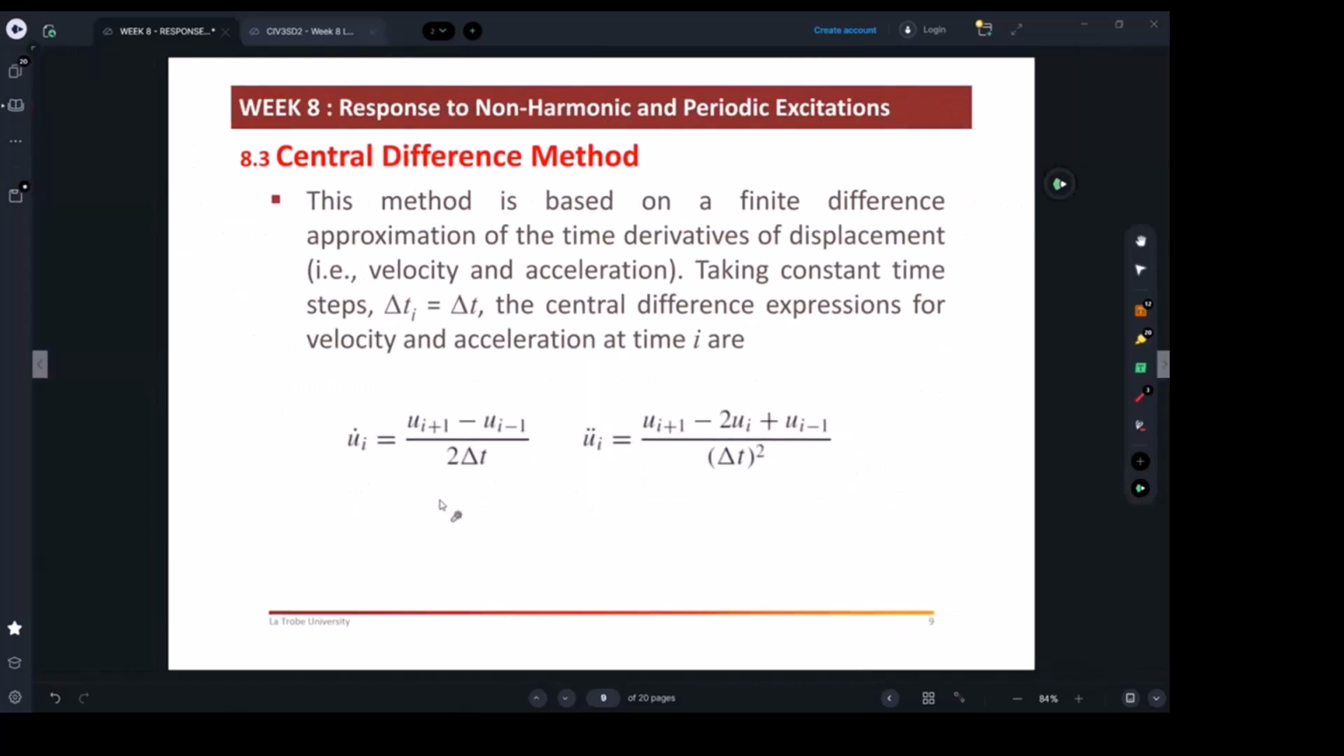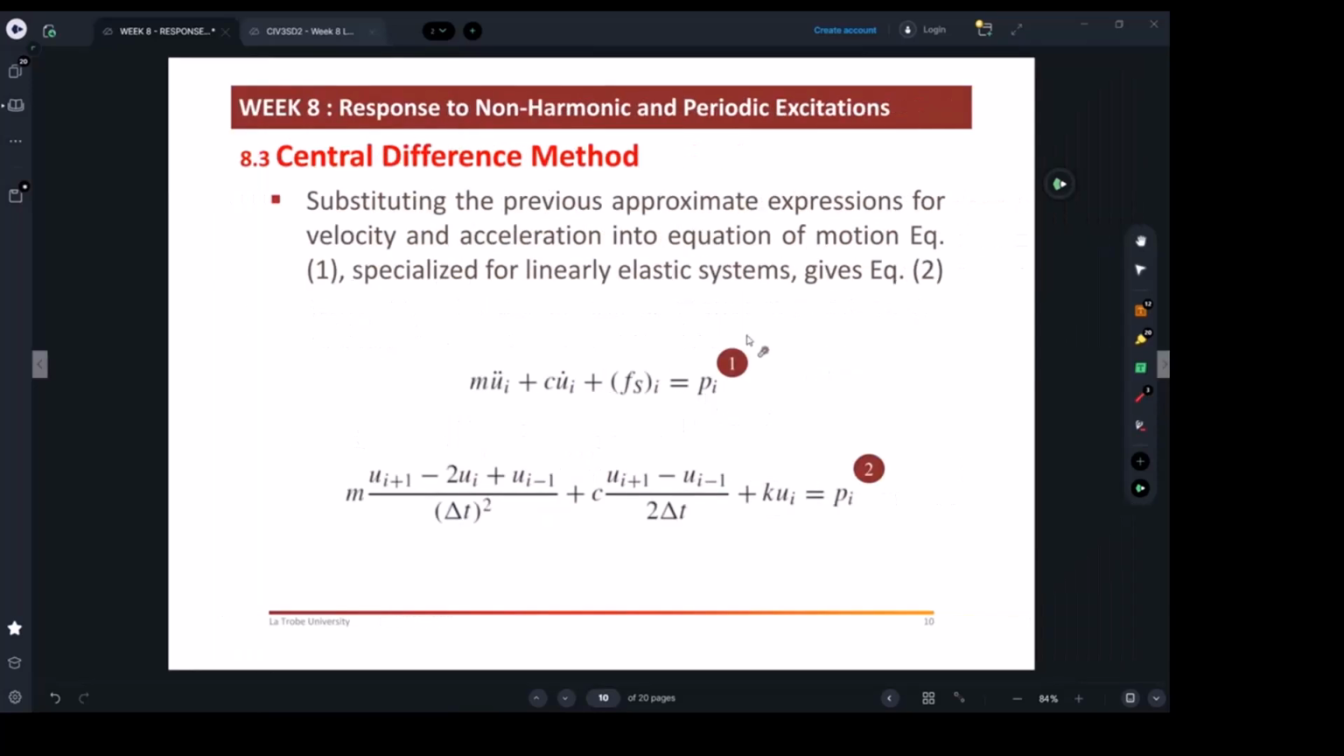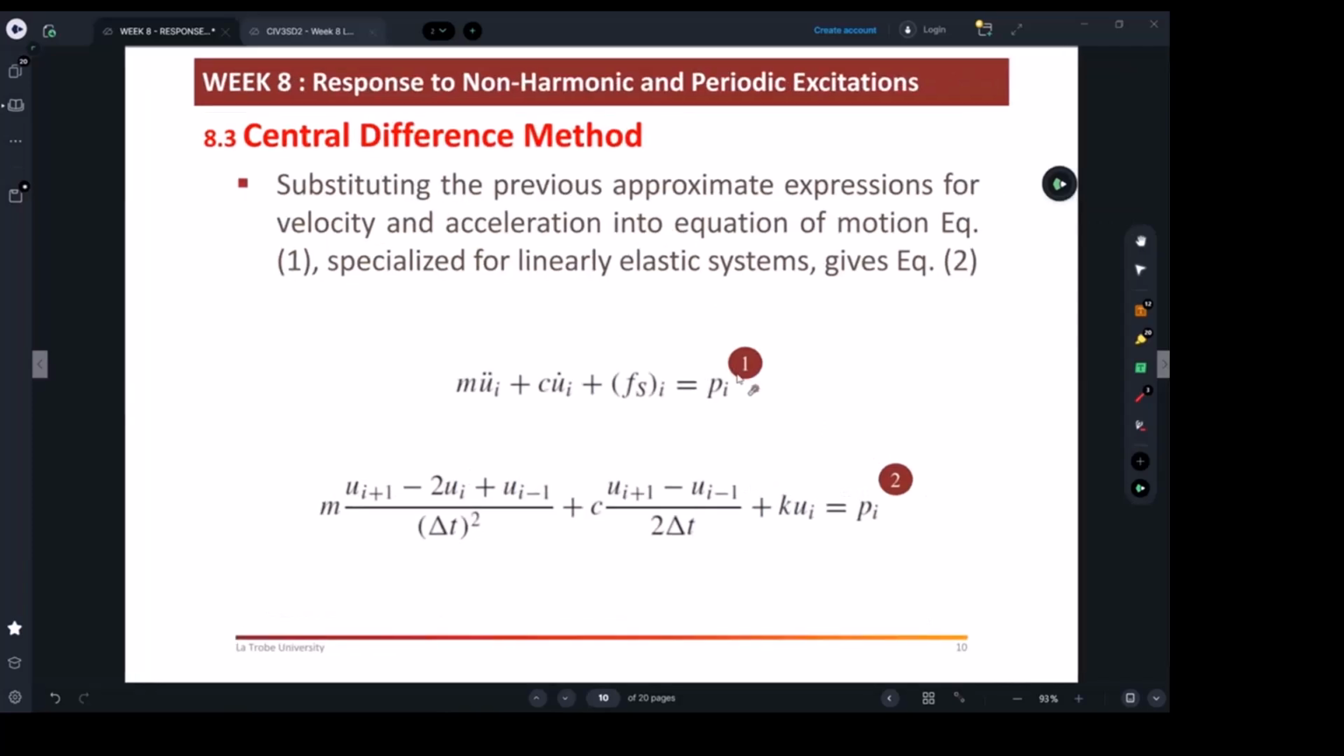Now, so far, we all know what the velocity and the acceleration are. And we're coming now to the process of applying those formulas on our dynamic problem, which is this one here, which we talked about in week 3. So this was the equation of motion we all know, which defines the mass by acceleration, damping by velocity, and stiffness, which comes from K multiplied by displacement, right?